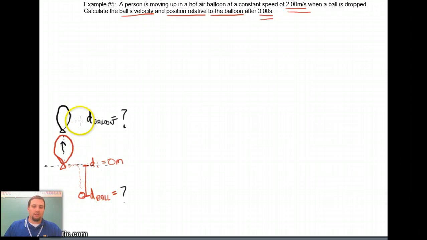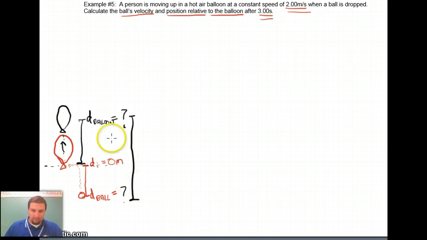So here's the game plan, what we're going to do. We're going to find how far the balloon moves up in 3 seconds. Okay, that's what this distance represents. We're going to find how far the ball falls in 3 seconds. We're going to add these two up. Okay, right? Because if we add these up, that'll give us the total distance that the balloon is from the ball. We'll call that D total or something.